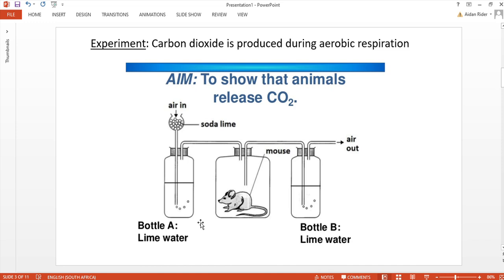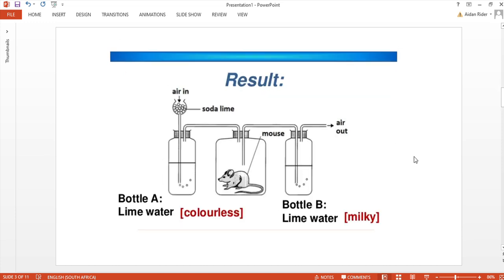So in this experiment, they had 2 bottles, with the rat in the middle, and he is using oxygen and expelling carbon dioxide, theoretically. We're trying to see whether this is really happening, whether he is breathing out carbon dioxide. Normal air comes in, it reacts with lime water, then it's supposed to go through to the rat. He's supposed to release carbon dioxide, and it's supposed to react with bottle B, and then go out. So let's see what the results are.